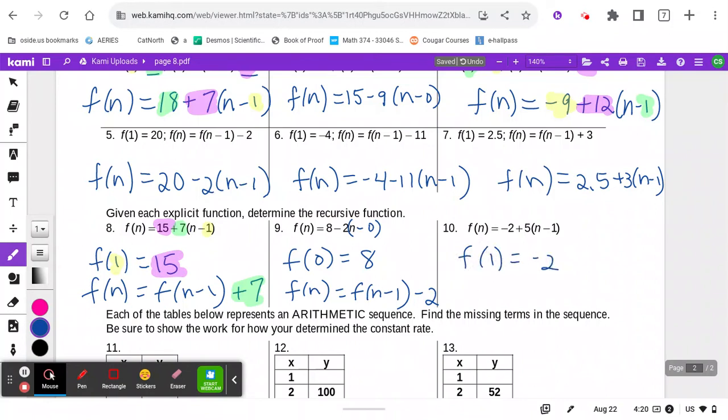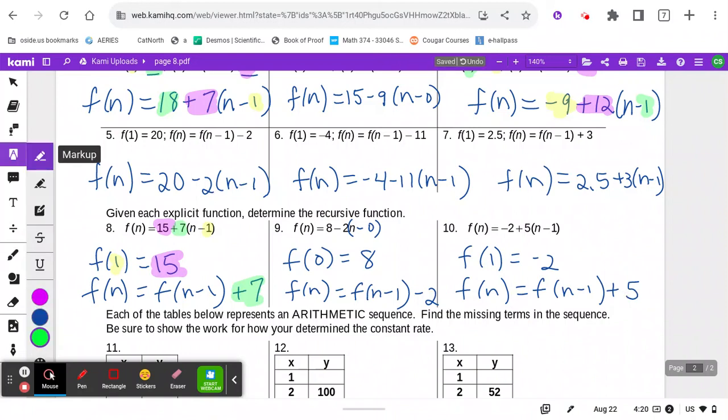Okay, last but not least, how'd you do on this one? F of 1 equals negative 2. F of n equals f of n minus 1, plus 5 every time. Notice that when this says n minus 1 in the function, it's a positive 1 right here. Notice that this negative 2 began the function is right there. And notice that the plus 5, the pattern shows up right here.